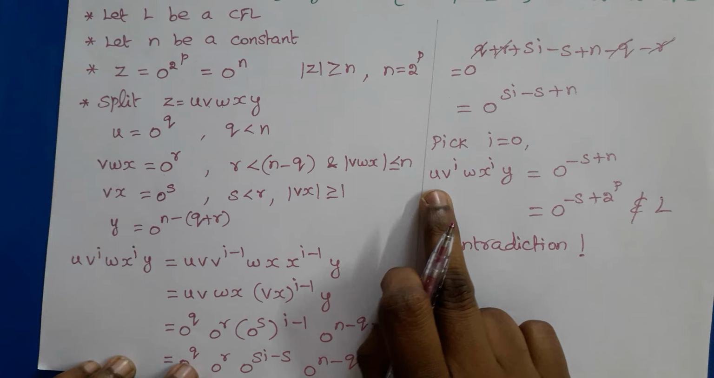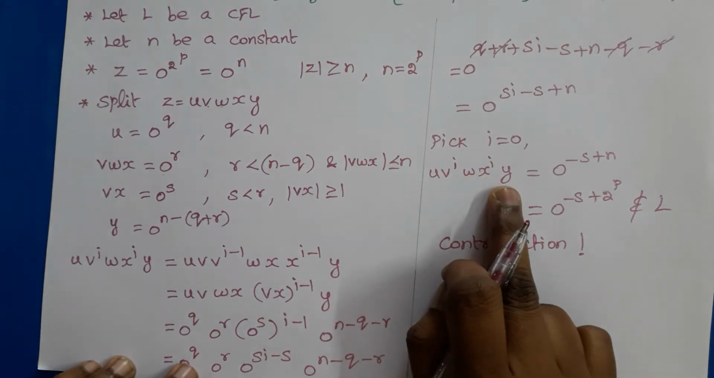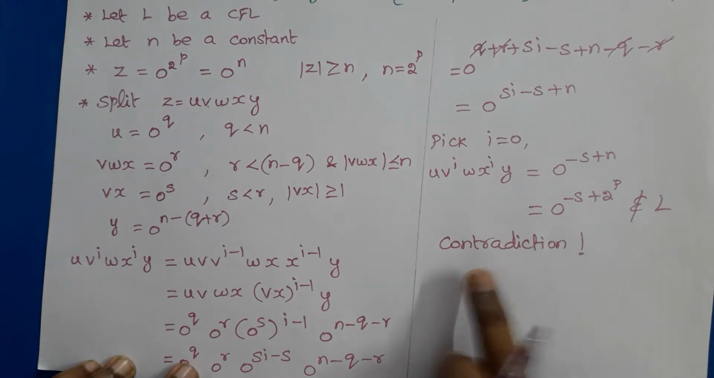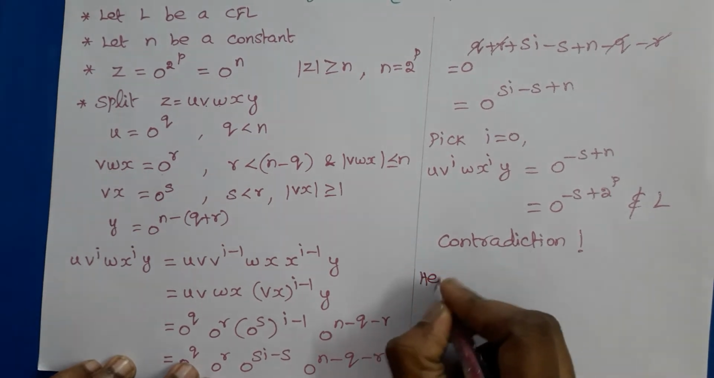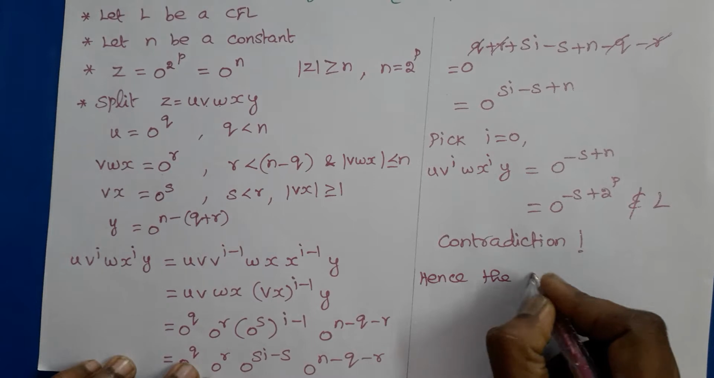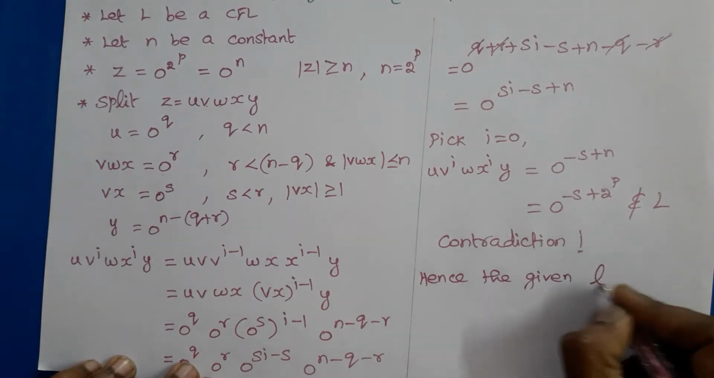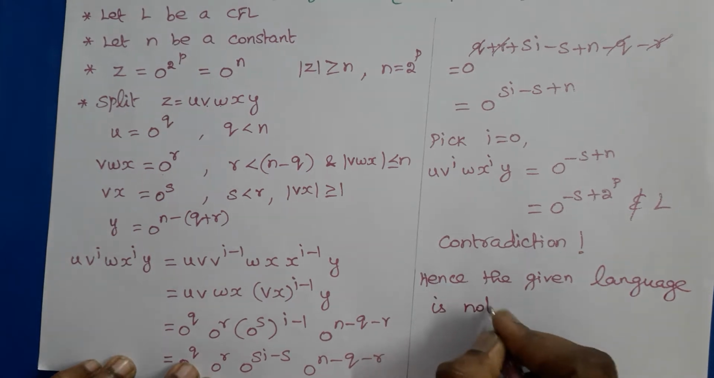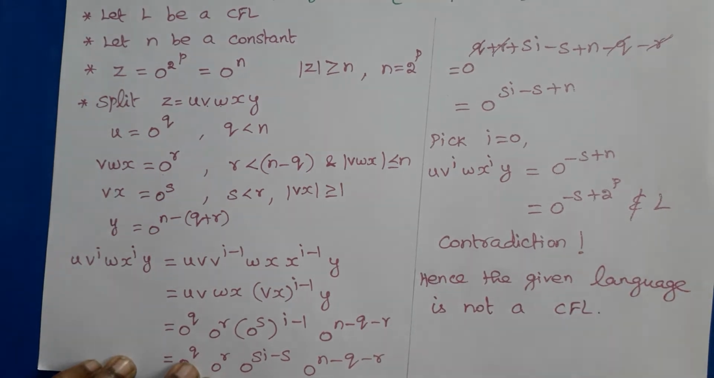Because UV to the power I, WX to the power I, Y must also belong to the language L, a contradiction occurs. Hence the given language is not a context-free language. Thank you.